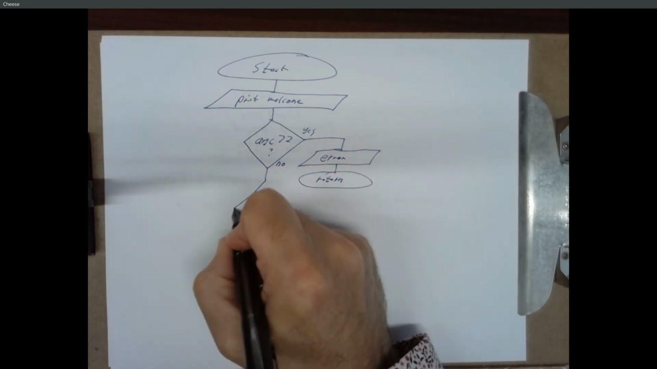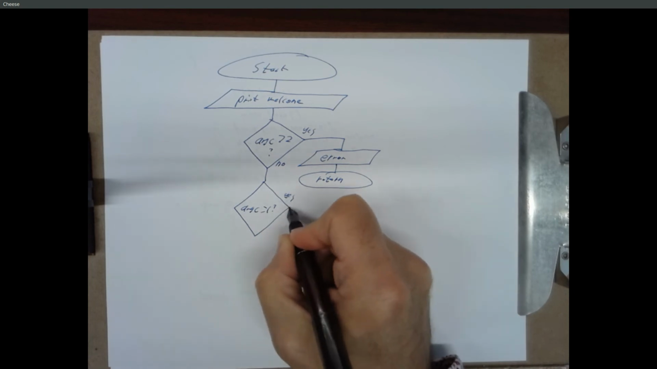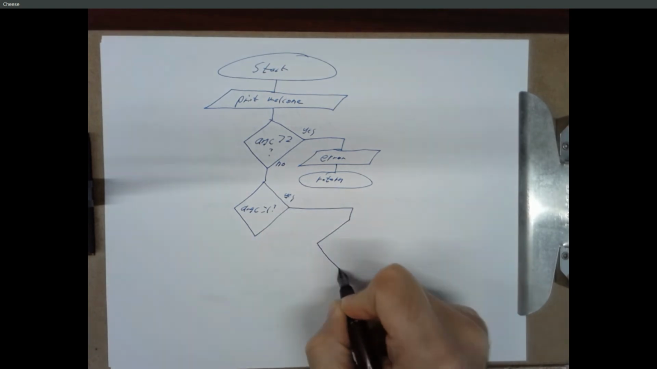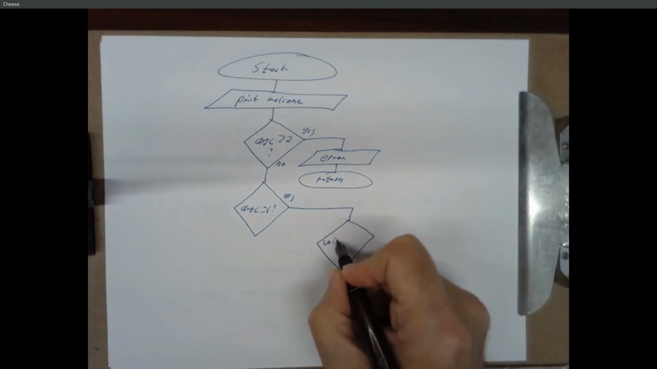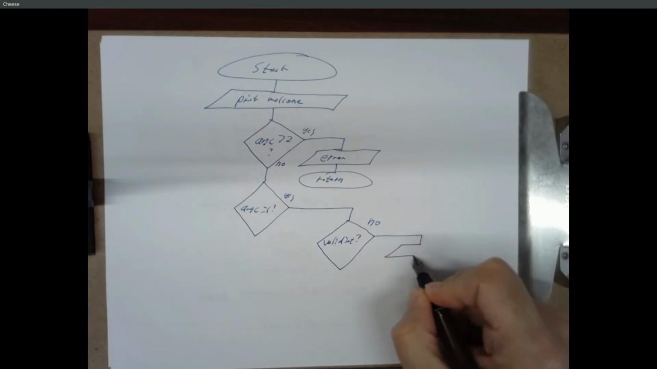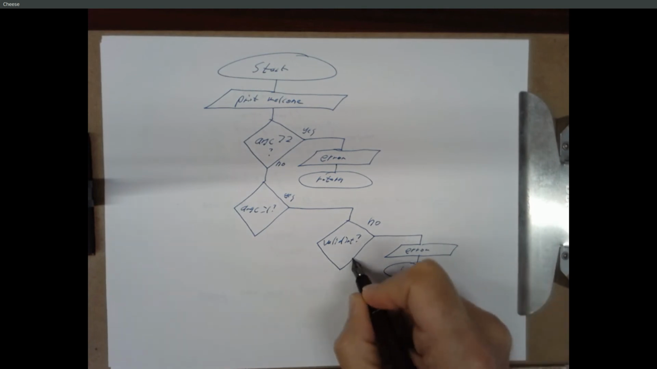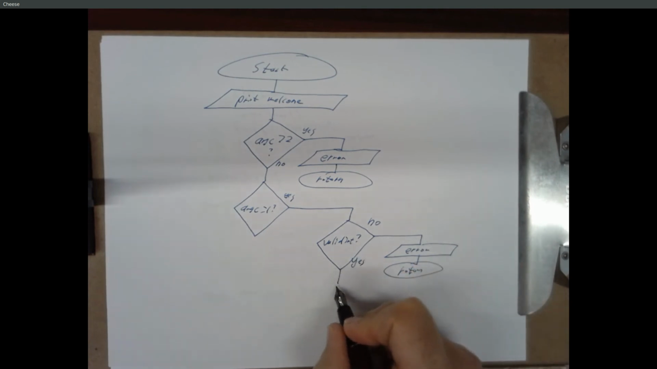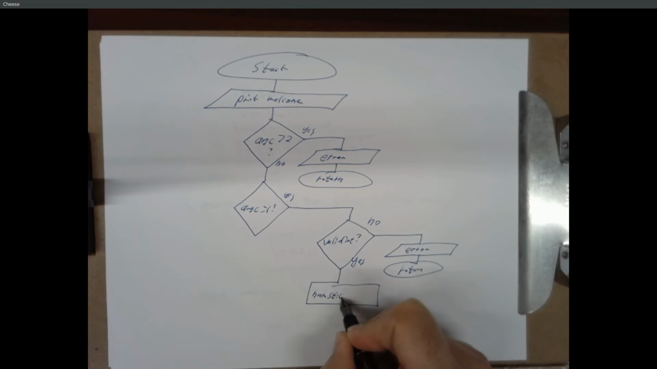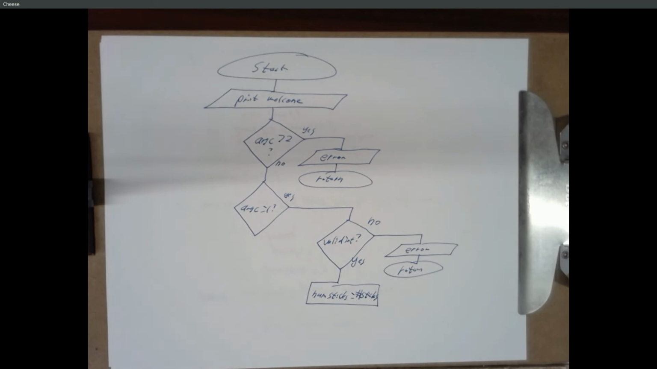If argc is not bigger than 2, is it equal to 2? If it is, is it a valid int? If not, we'll print out an error and return. If it is a valid int, then just save the integer that you parsed into this number of sticks variable.